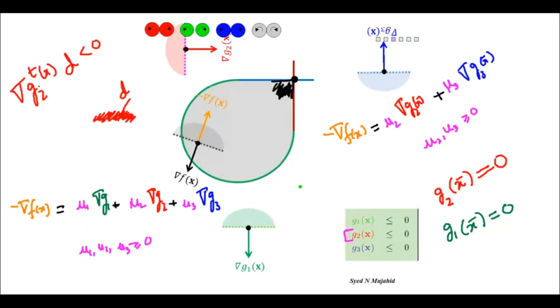So we could say that either mu1 is 0 or g1 of x is 0. Similarly, either mu2 is 0 or g2 of x is 0. Now how to say these together? Can you come up with a mechanism to say either this should be 0 or the other one should be 0? Well, you could just say mu1 multiplied by g1 of x equals 0. If I write this condition, it means either mu1 is 0 or g1 of x is 0.